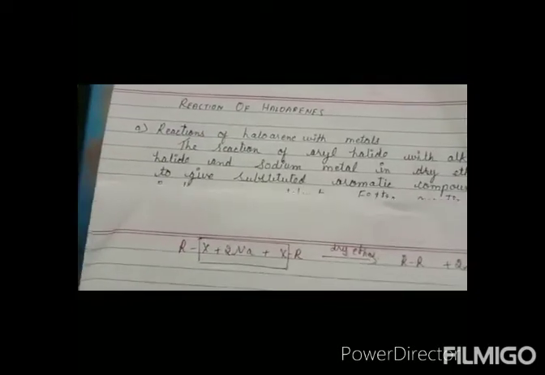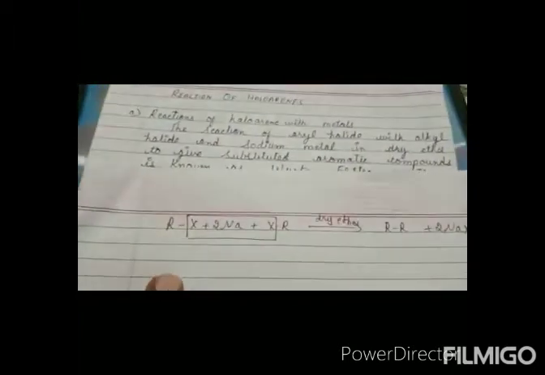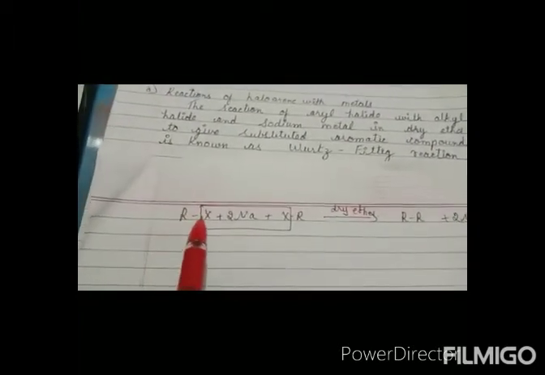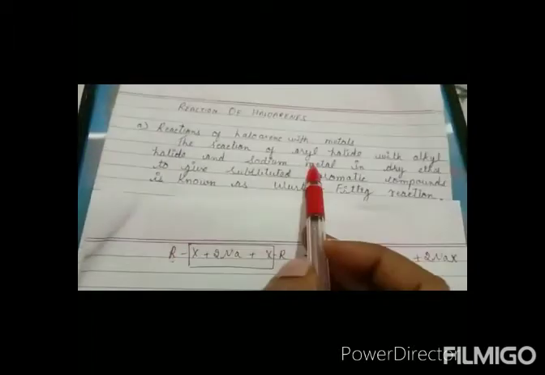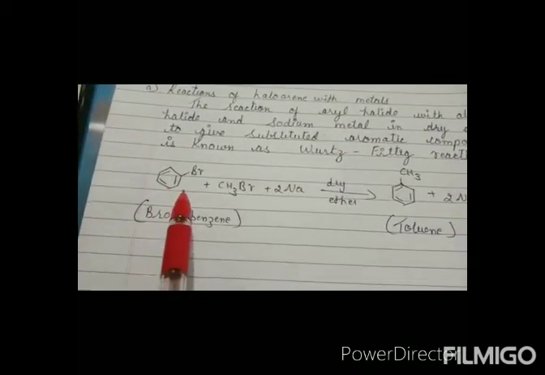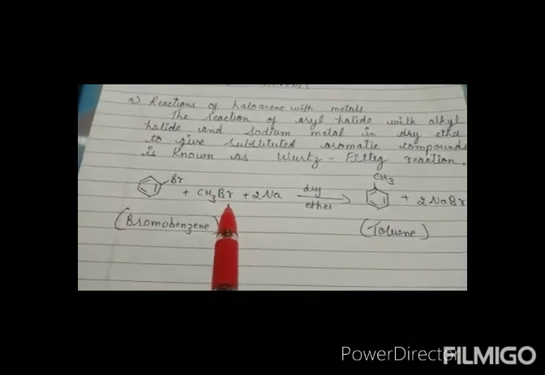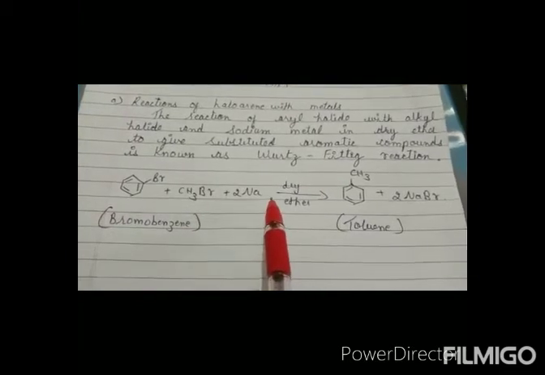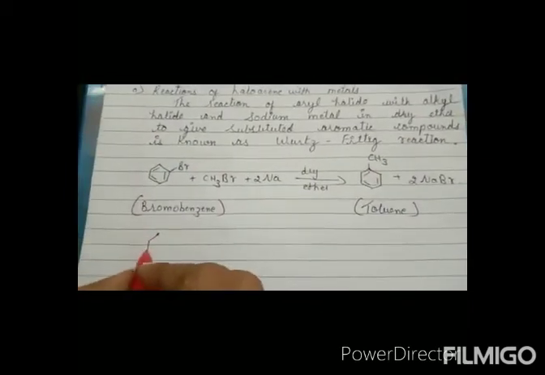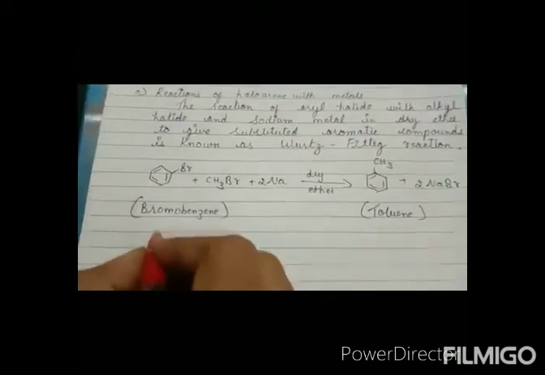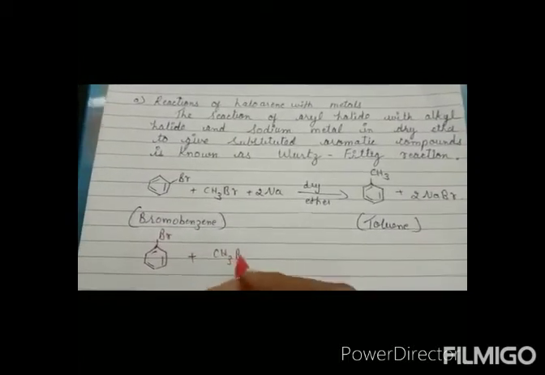In the same way, in the reaction of the haloarene, at least one of the alkyl halides will be replaced by the aryl halide. We are taking bromobenzene, which will react with the alkyl halide, that is methyl bromide. Under the same conditions, with the metal in the presence of dry ether, we get toluene. Here bromobenzene reacts with methyl bromide.